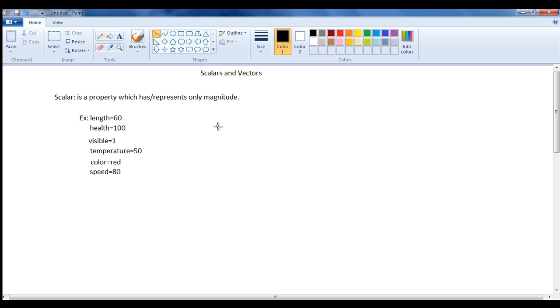Usually we represent scalars by a line like this. Here it is 0, and this one is 100. I am representing the health of a player by a line, and the length of this line is 100. From this direction to this direction it is 100, and from this to this direction also it is 100 only. If you measure with a tape from this direction to this direction, it will be 100 only. If you put the beginning of the tape here and measure in this direction, the length will also be 100 only.